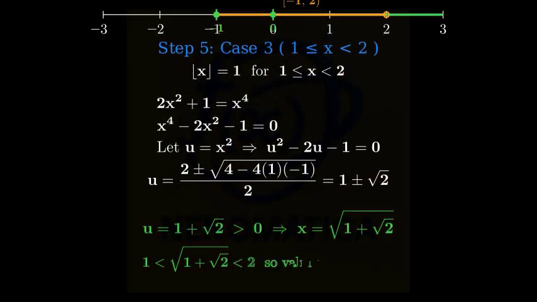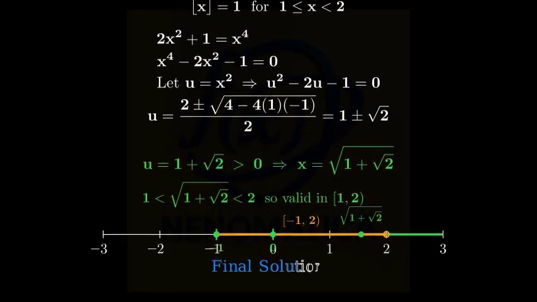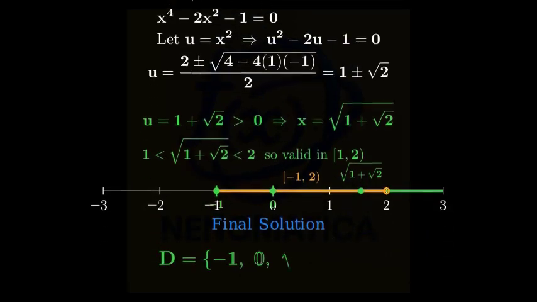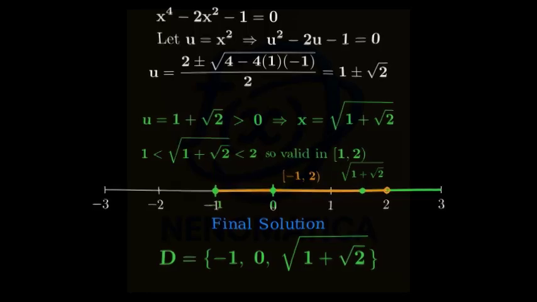Since u is x squared, and must be positive, we take u equals 1 plus square root of 2. So x equals the square root of 1 plus square root of 2, which lies between 1 and 2. Finally, we combine all valid solutions from the three cases. The solution set is negative 1, 0, and the square root of 1 plus square root of 2.